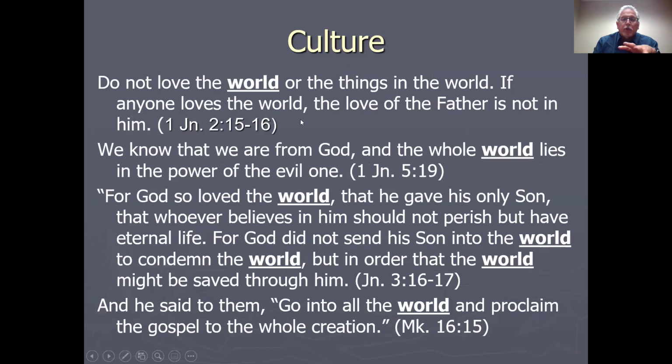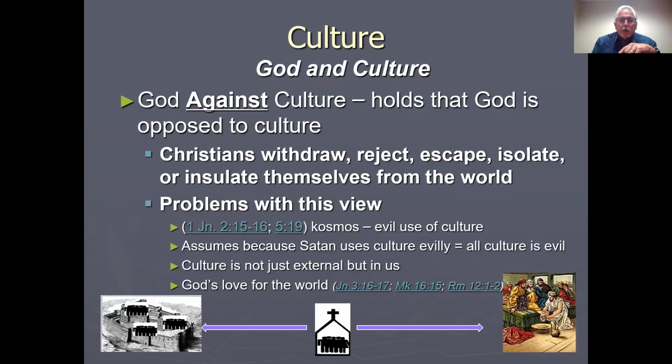Do not love the world or the things in the world. If anyone loves the world, the love of the Father is not in him. This is the worldly things, the things that are not good. We shouldn't be involved with them. Or, as he says here, we know that we are from God, and the whole world lies in the power of the evil one. So those evil aspects of the world, where Satan is impacting them in an ungodly way, are wrong, and they are there for sure. And the word for world, cosmos, is used broadly here to mean those evil aspects of the world.